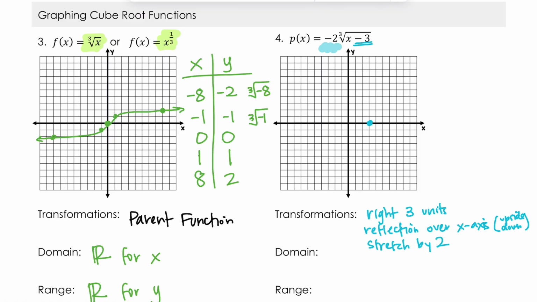Okay. And we're going to make a table, but before I make a table, I just want you to visualize these things happening. So we're going to reflect over the x-axis. So instead of being down and then up, I'm going to take that away. It's going to be like up and then down. So it's going to look that kind of way. That's what a reflection will look like. And then it's going to be twice as tall.